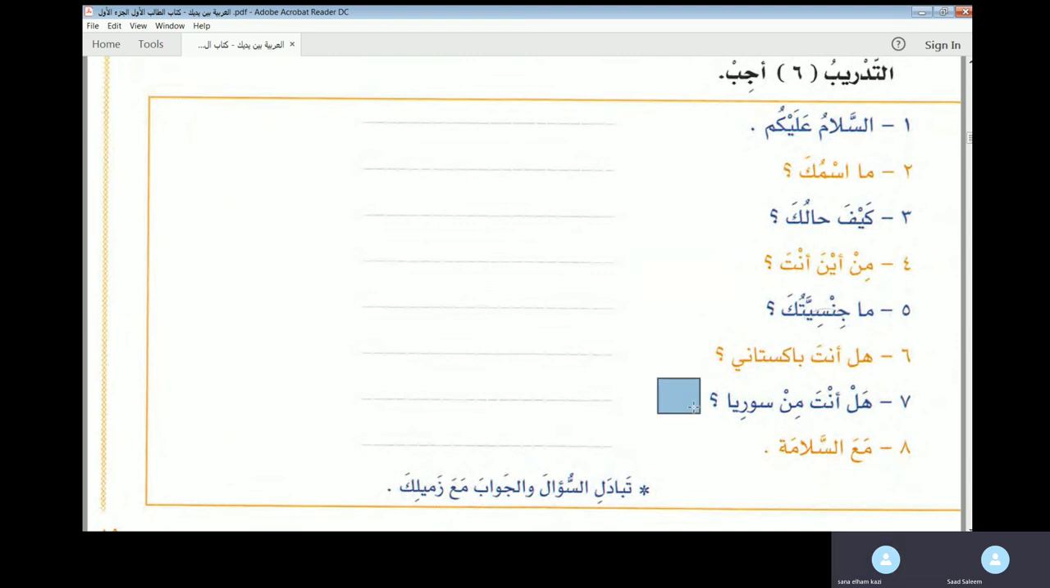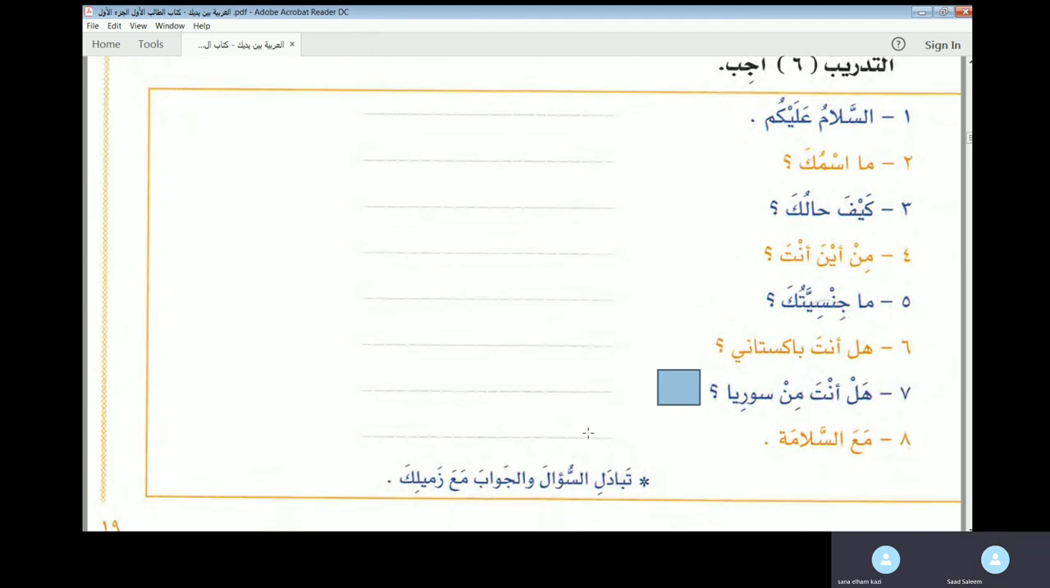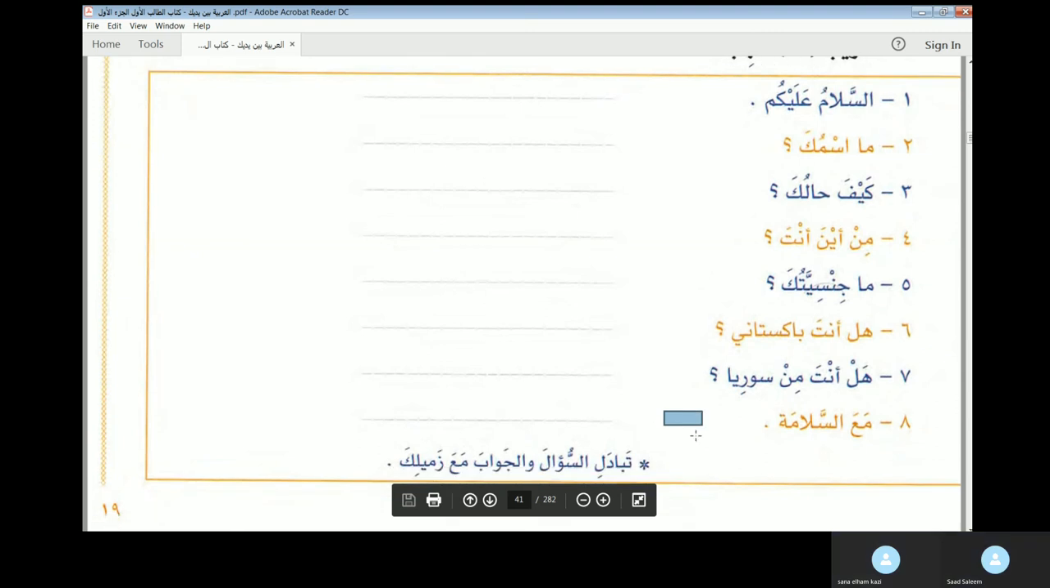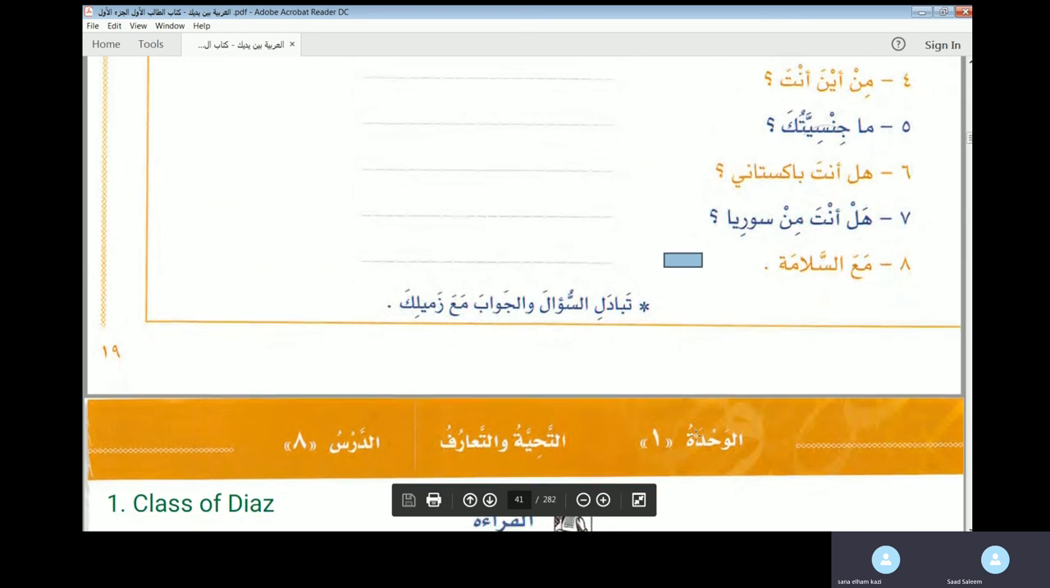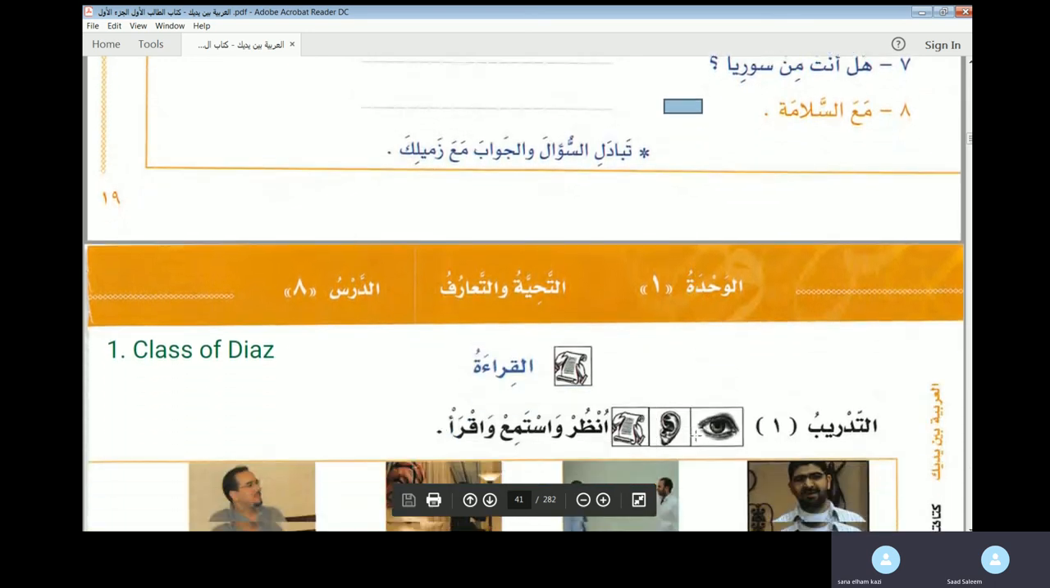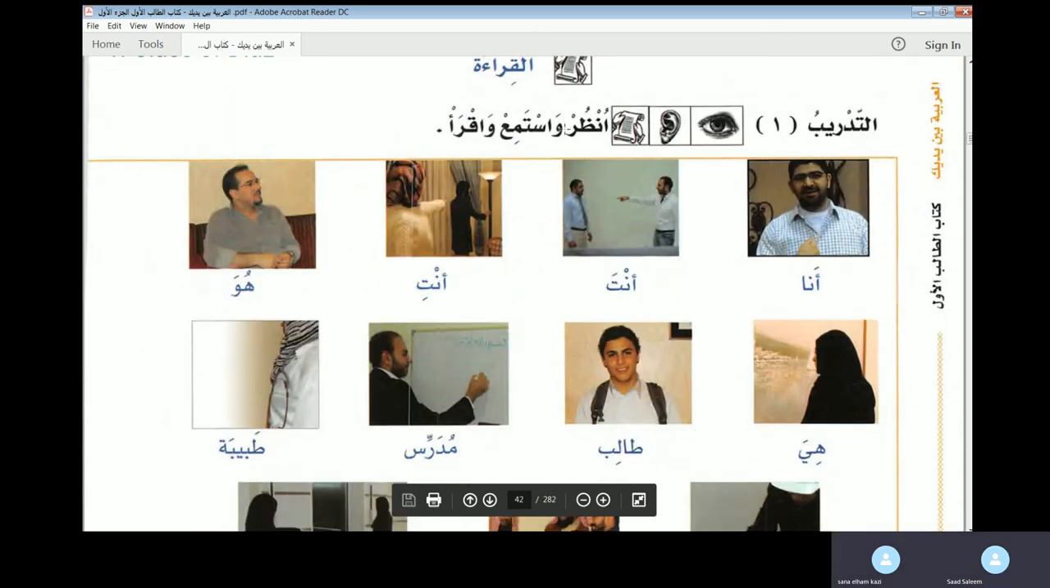Hal anti min Suriya? La. Ana Hindiya. No, Hindiya is nationality, not country. This time we are asking about country. La, ana min al Hind. Masalama. What should you reply for Masalama? Masalama. Same thing. Yes.